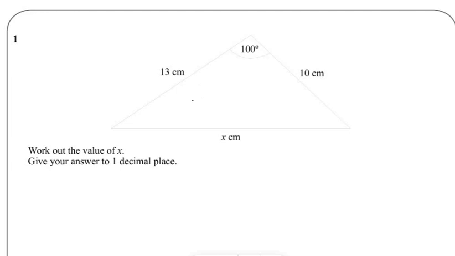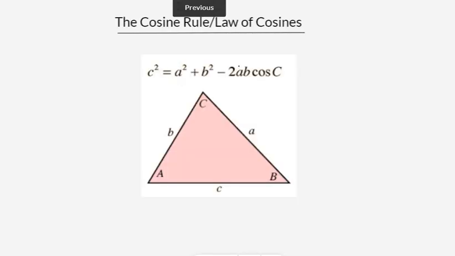Here we have a triangle. We have two of the sides and the angle between the two sides given. And we have been asked to find the value of this side, which has been labeled x. So the cosine rule says that c squared is equal to a squared plus b squared minus 2ab cos C.